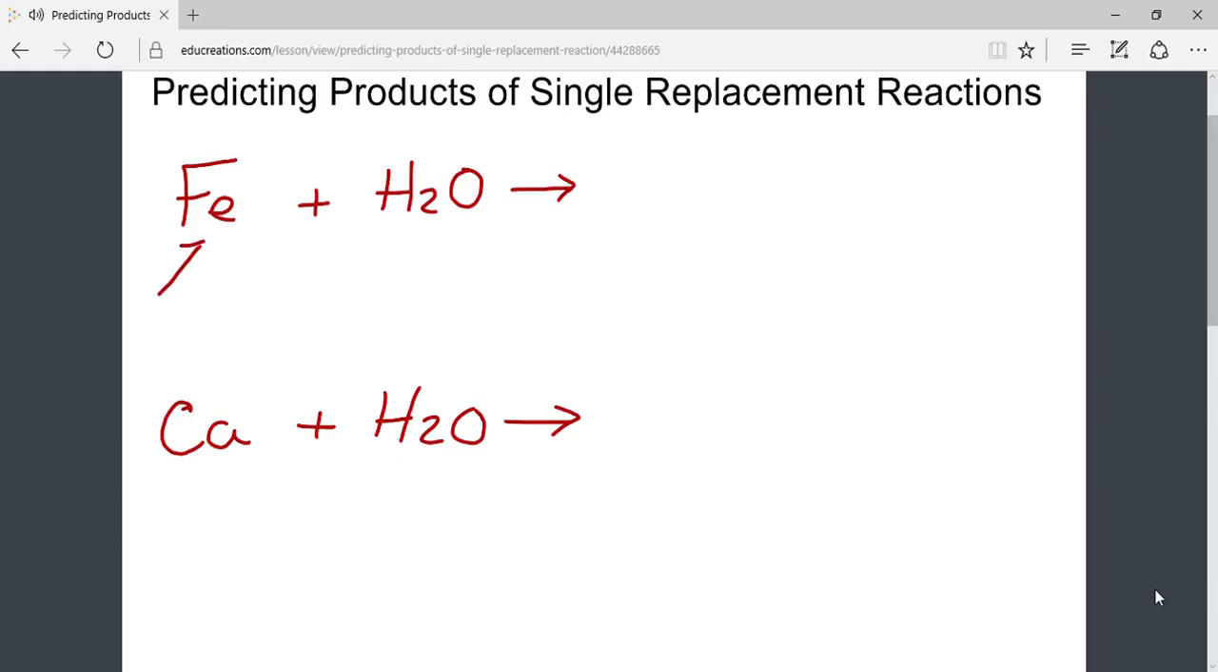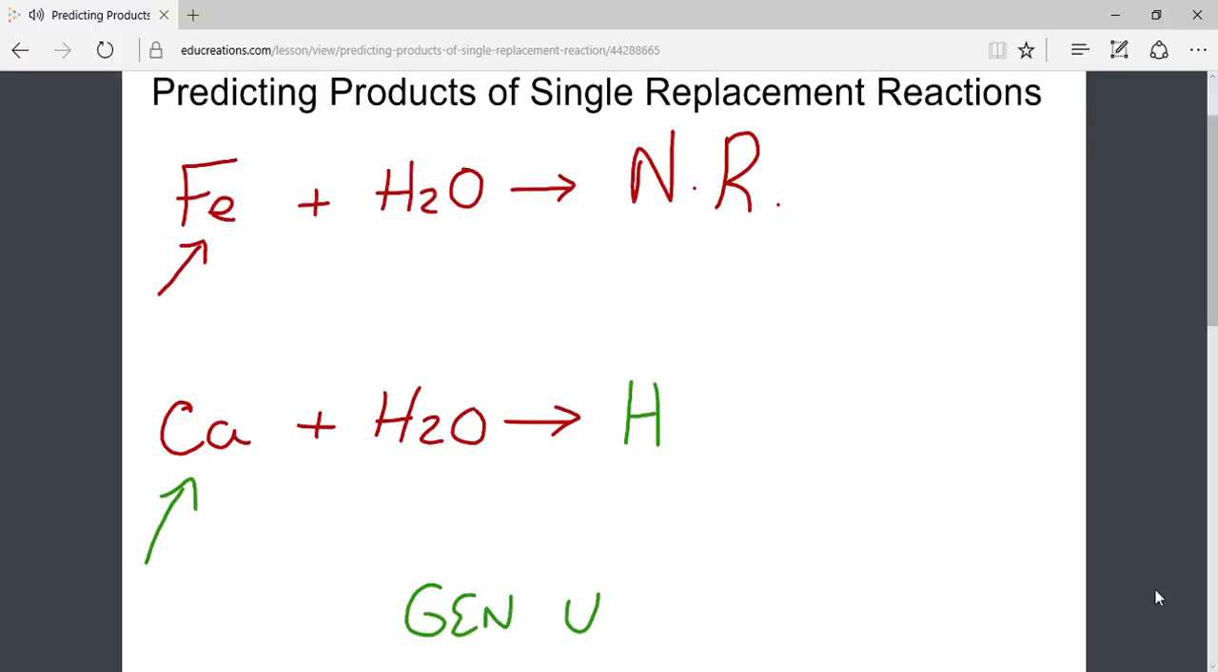Since iron is not in that range from lithium down to sodium, iron cannot replace the hydrogen in water. Therefore, we write no reaction. However, the element calcium is in that position where it can replace the hydrogen found in water. Therefore, a single replacement reaction will occur. When hydrogen is replaced, it will become the element by itself. Recall, there are 7 elements. We tend to call them the genuine elements in class.